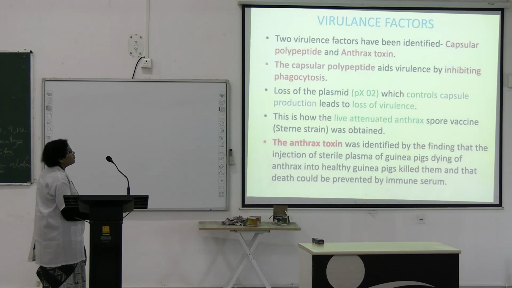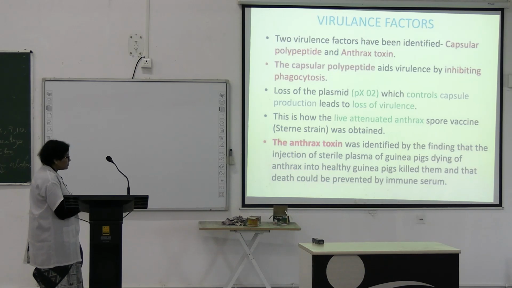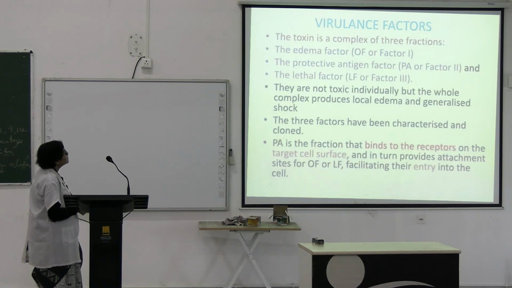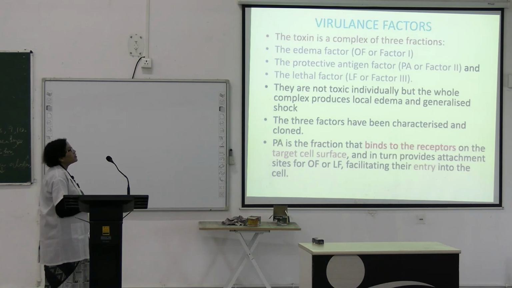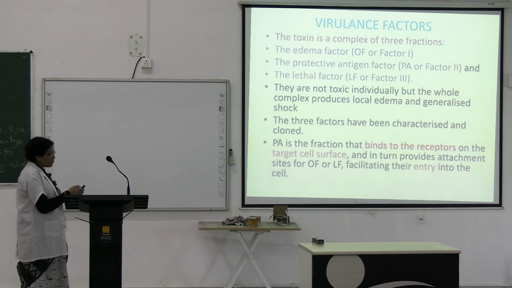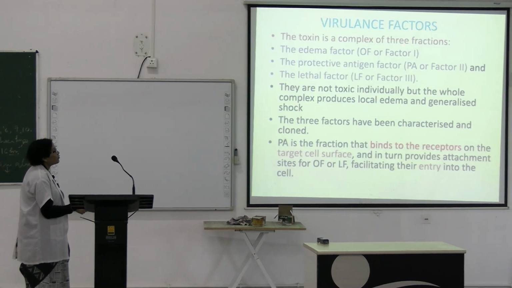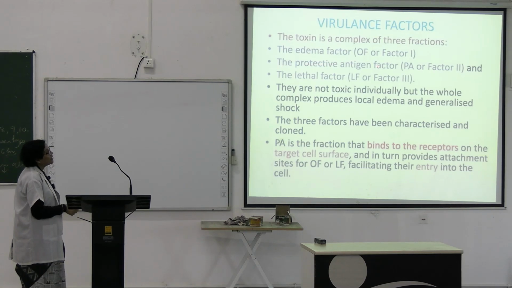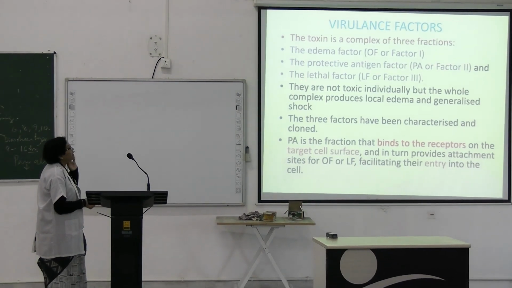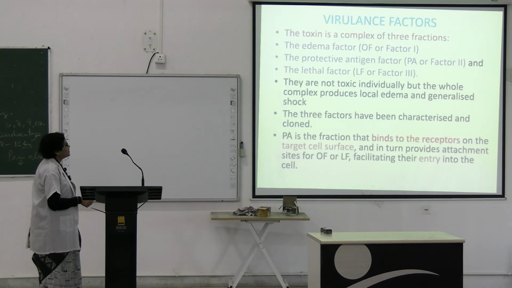There is live attenuated anthrax spore vaccine, Sterne strain was obtained. So live attenuated vaccine, that is Sterne strain, it is used for animal. Toxin, virulence factor you have to know. Toxin is composed of complex 3 factors. One is edema factor, or EF, factor 1, and the protective antigen factor, PA, factor 2, and lethal factor, LF, factor 3.